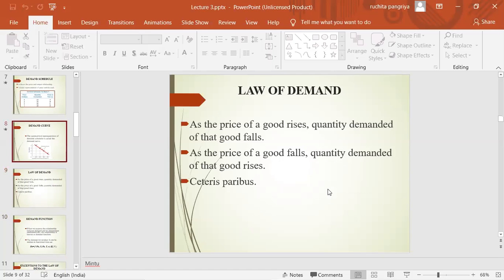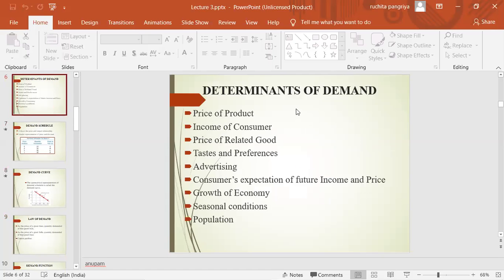Previously we discussed that demand is determined by different things, under which the price of the product was the first determinant, then the income of the consumer, price of related goods, taste and preferences, advertising, customers' expectations of future income and prices, growth of the economy, seasonal conditions and population. In detail, we have already discussed these things.